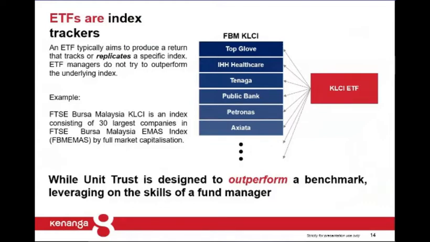So if you have an ETF that is designed to track, let's say, the FTSE Bursa KLCI, then what happens is the ETF provider will buy and sell securities to track the constituents of the KLCI. I've got an example list of the constituents opposite: Top Glove, IHH, Kenanga, Public Bank. So the ETF provider will actually track the index and buy and sell securities within that index to replicate or to mimic the underlying index.